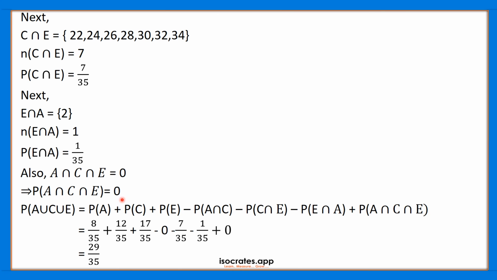And also we know that P of A union C union E is equal to P of A plus P of C plus P of E minus P of A intersection C minus P of C intersection E minus P of E intersection A plus P of A intersection C intersection E. And now we have all the values. So by substituting these values, we have 8 by 35 plus 12 by 35 plus 17 by 35 minus 0 minus 7 by 35 minus 1 by 35 plus 0. So we have 29 by 35 as probability of A union C union E.